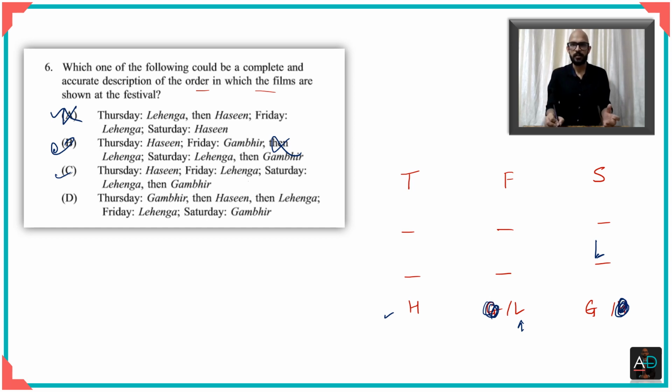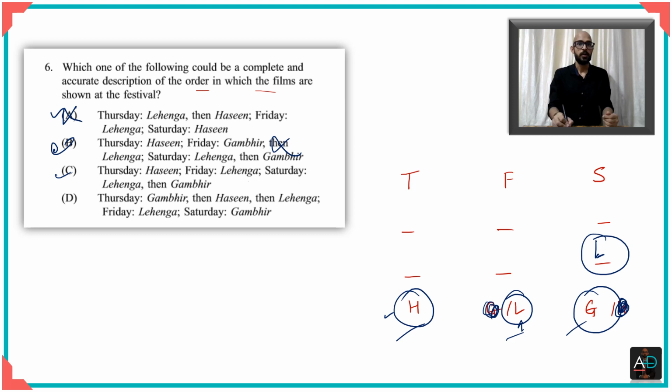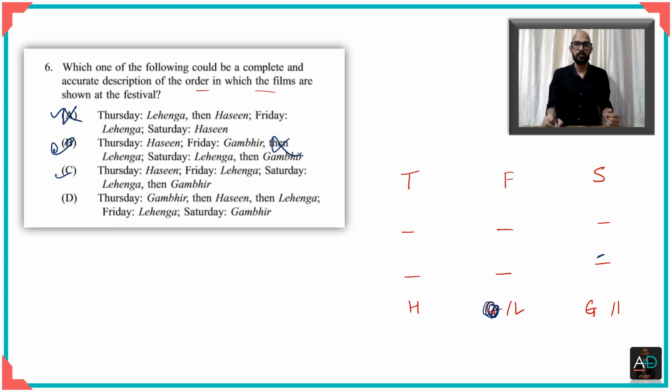So now this looks like a good combination because you have Haseen at the end, you have the rule for Friday, which is that Lehenga is at the end and there is no Gambhir, and then you have Lehenga and Gambhir here. It satisfies the rules that no one movie is played twice on a given day, and you've got all three movies also. So at this point C looks like a good option, so I will keep it, but we will still have to cross check. So let's also see what option D gives us. In case option D is wrong, then we are sure that we found the right answer in option C.